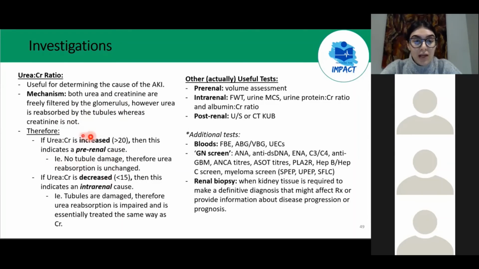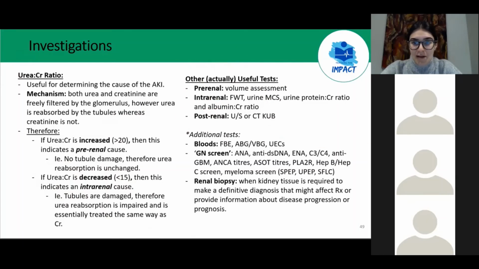So therefore, if you have a pre-renal injury, that means your tubules are working fine because the issue isn't in the kidney itself, it's before the kidney. So that means the urea reabsorption is unchanged. So therefore, you still have lots of urea being reabsorbed and all of your creatinine being excreted. However, if there's an intrarenal cause, then that means that your tubules are damaged. And what that means is that your urea is basically being treated in exactly the same way as your creatinine. So both of them are just being peed out. So that causes a decreased urea to creatinine ratio. In reality, these are never used in clinical practice, but it comes up all the time in exams. So just something for you to remember.